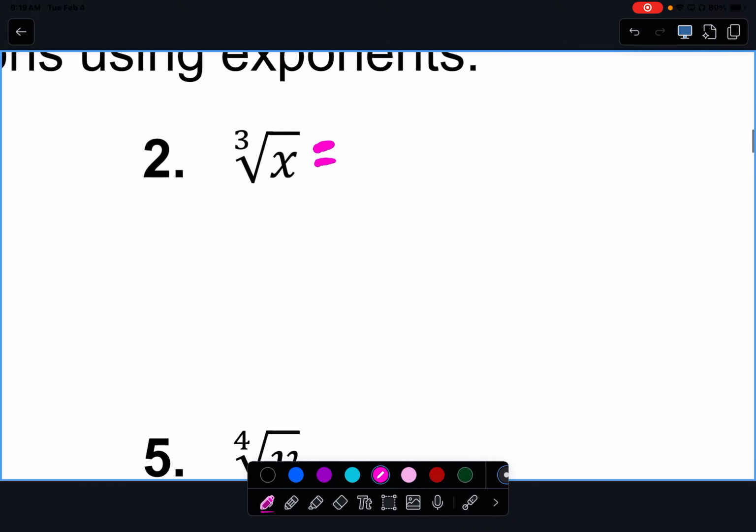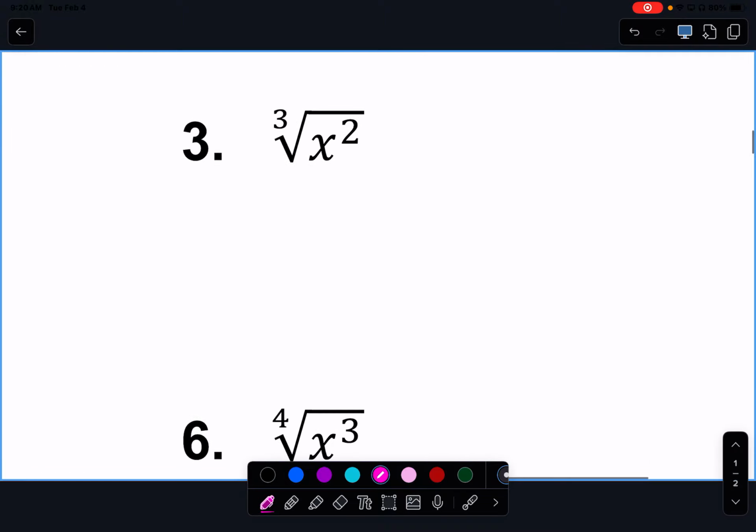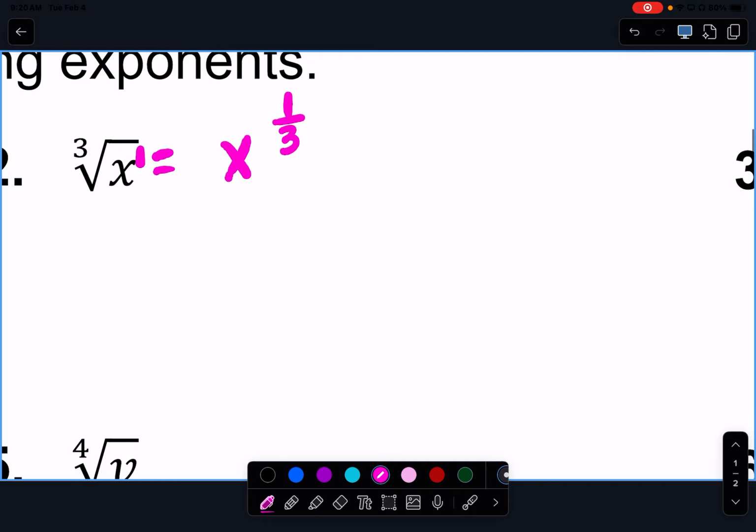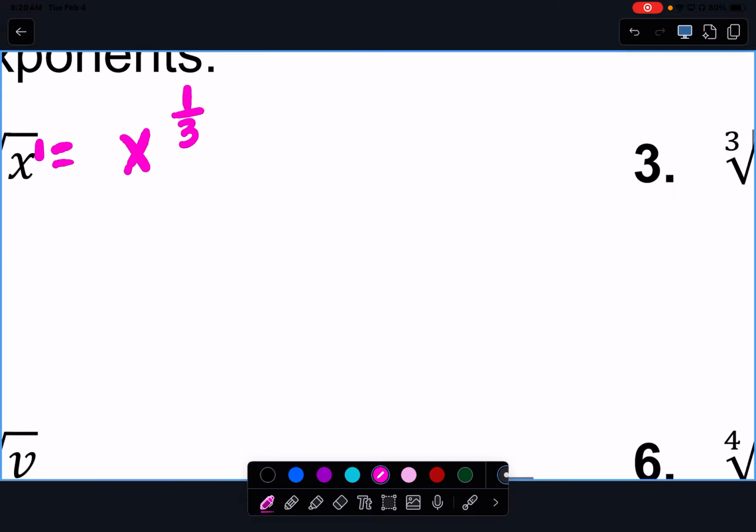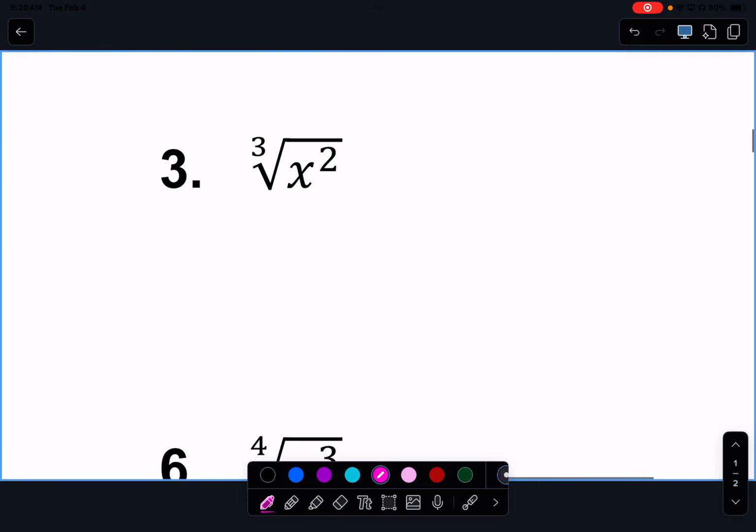All right. So, what is the root we have on this question? 3. What's the understood power? 1. So, if I wanted to rewrite this, I would say x to the 1/3. Or is it x to the 2/3? Why is it to the 2/3? Because your root is your denominator and your power is your numerator. Yeah. 6p to the half.